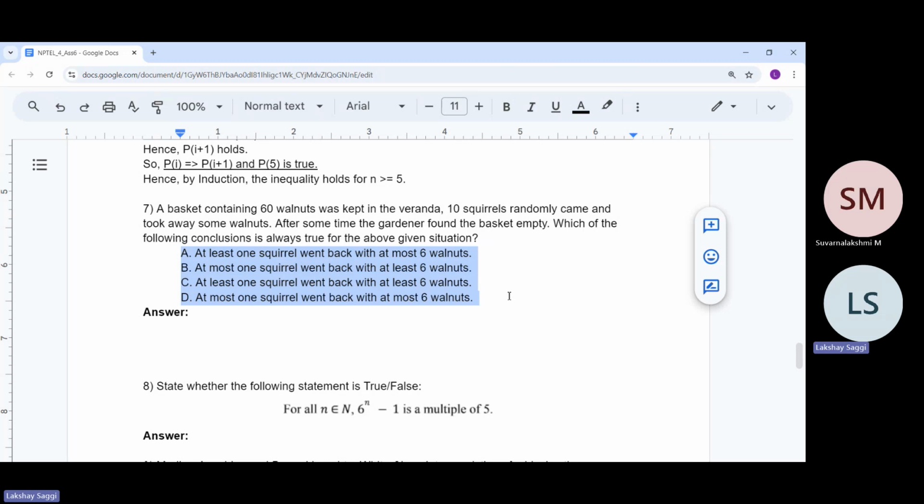At least one squirrel went back with at most 6 walnuts. At most one squirrel went back with at least 6 walnuts. At least one squirrel went back with at least 6 walnuts. At most one squirrel went back with at most 6. So maybe this can be multiple choice correct. I would like you guys to first try this out. Would you like to guess, Suvarna Lakshmi, what should be the correct answer for this?